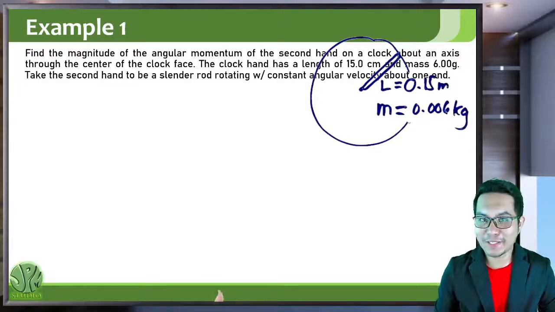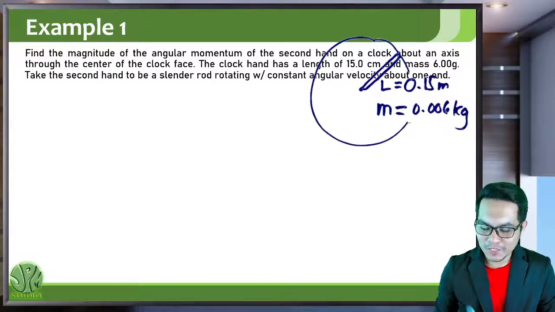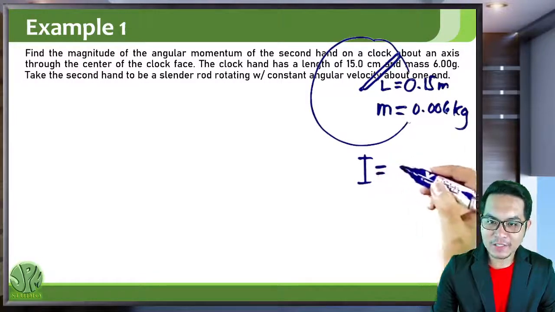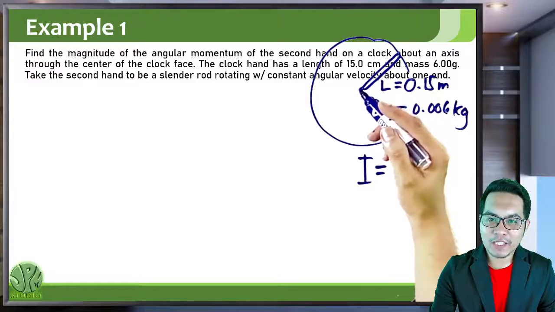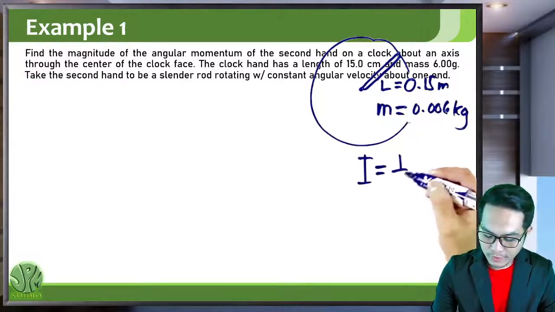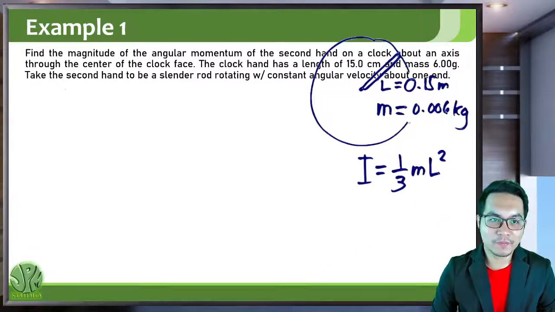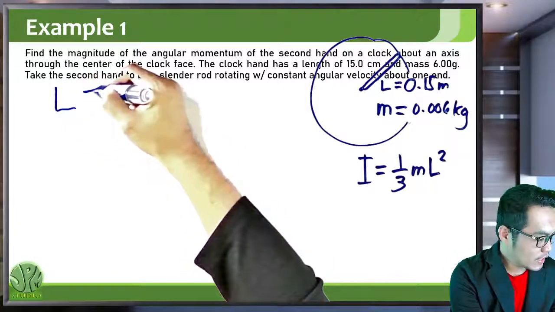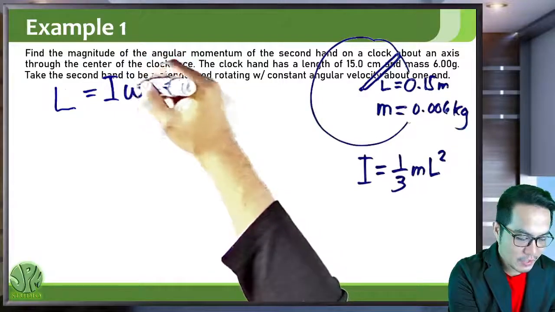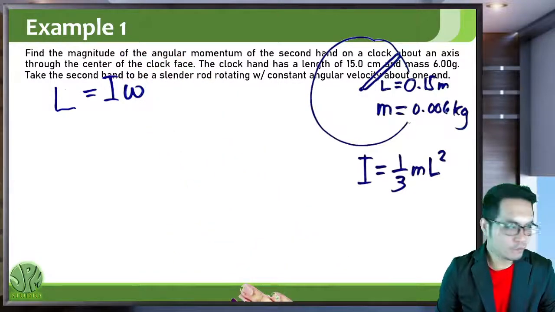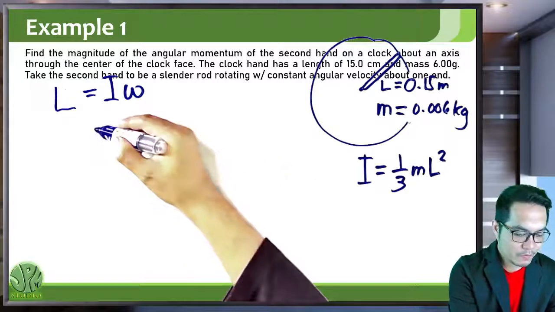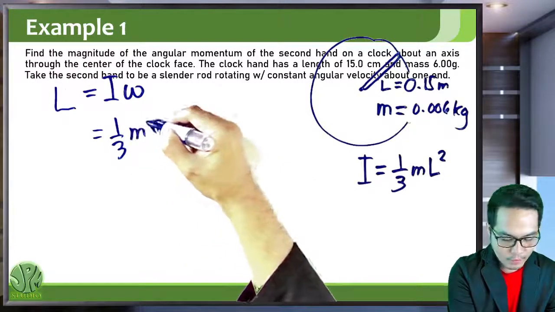Okay. Take the second hand to be a slender rod. This is not a very good assumption, but let's just assume that it is a slender rod rotating at constant angular velocity. The moment of inertia of a slender rod rotated not at the center of the rod but at the edge of the rod is 1/3 the mass of the rod times the length of the rod squared. So how do we find the angular momentum in this case? The angular momentum is just the moment of inertia times the angular frequency. So the moment of inertia is 1/3 mL squared.